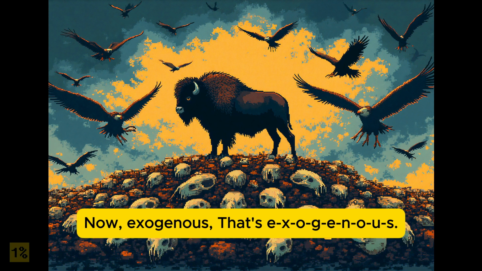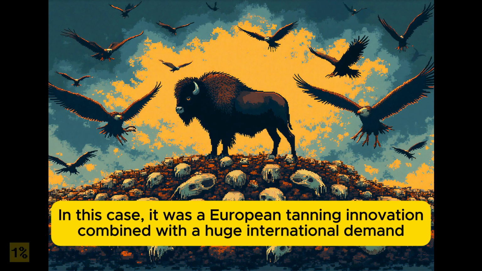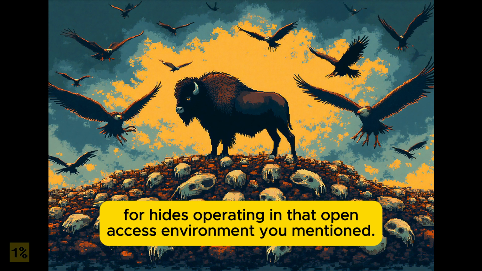Now, exogenous, that's E-X-O-G-E-N-O-U-S, basically means something originating from outside the existing American system. In this case, it was a European tanning innovation combined with a huge international demand for hides, operating in that open access environment you mentioned.